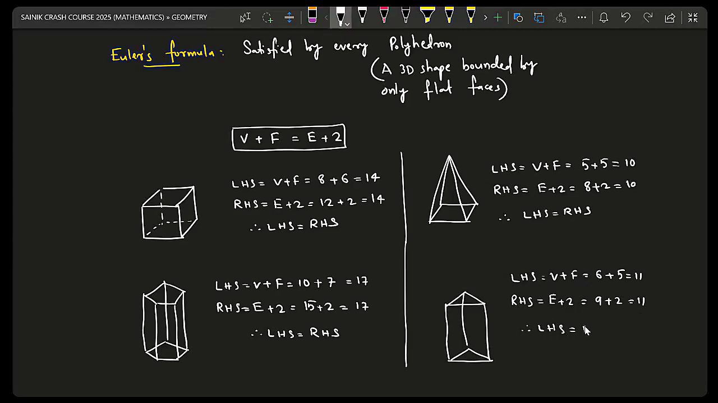That means now you understood why Euler's formula is true for every polyhedron. You take any polyhedron. What is a polyhedron? It is a 3D shape bounded by only flat faces. Then Euler's formula is always satisfied. Okay? Okay, sir, I understood. So this is about Euler's formula.